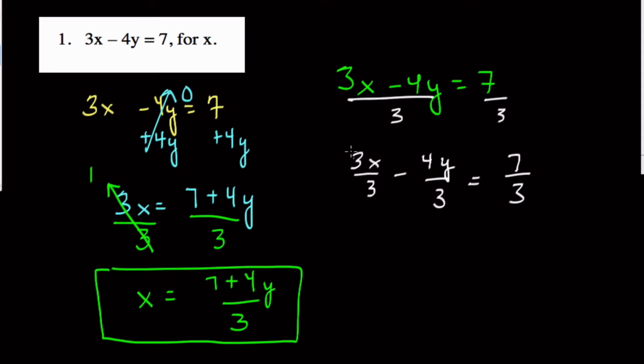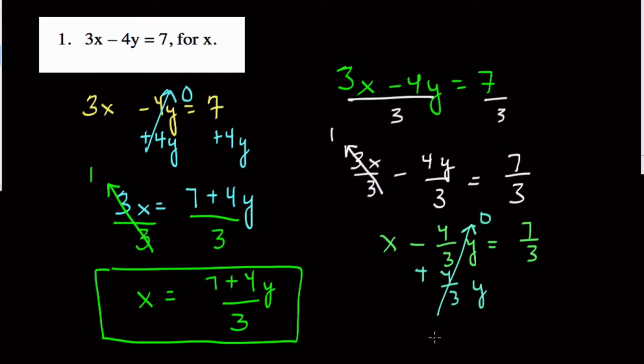So once you get to this point, sure, 3 over 3 is still 1, and I don't have to write 1 times x, so you end up with x minus 4/3 y equals 7/3. What do I do with this minus 4/3 y? In order to get x all by itself, I would add it to both sides. So minus 4/3 y plus 4/3 y, that's 0. And I don't have to write x minus 0, I can just write x. But if I do it to the left side, I have to do it to the right side. And so what do I end up with? I end up with x equals 7/3 plus 4/3 y.